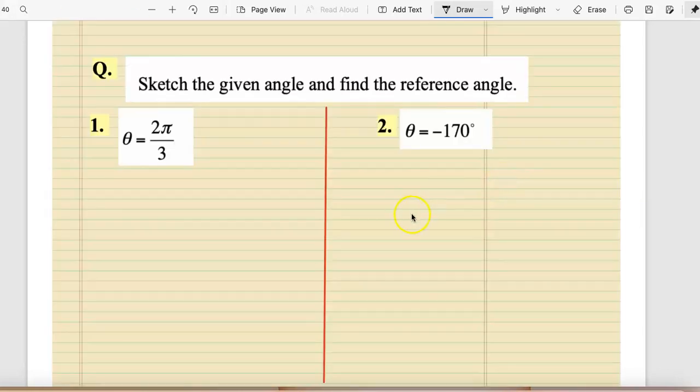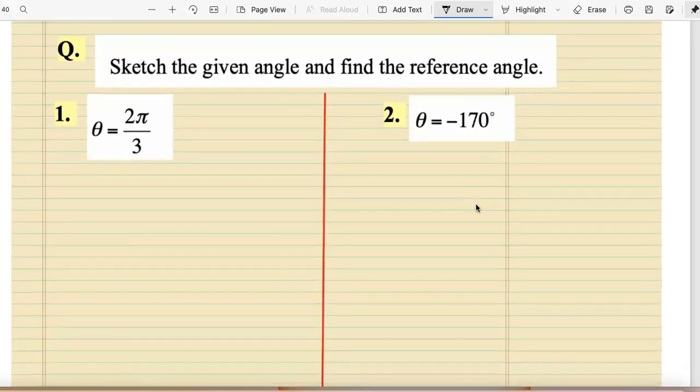My question is saying sketch the given angles and find the reference angle. I will use my same approach. What is my approach? First of all, I will change this to degrees. Now the question is in radians, so I will still keep it like this. If I change to degrees, pi is 180 divided by 3, so it will be 3 times 60, that will give 120 degrees. So now it's a lot easier for me. The question is saying sketch, so I need to sketch. It's not a problem. Here you go.